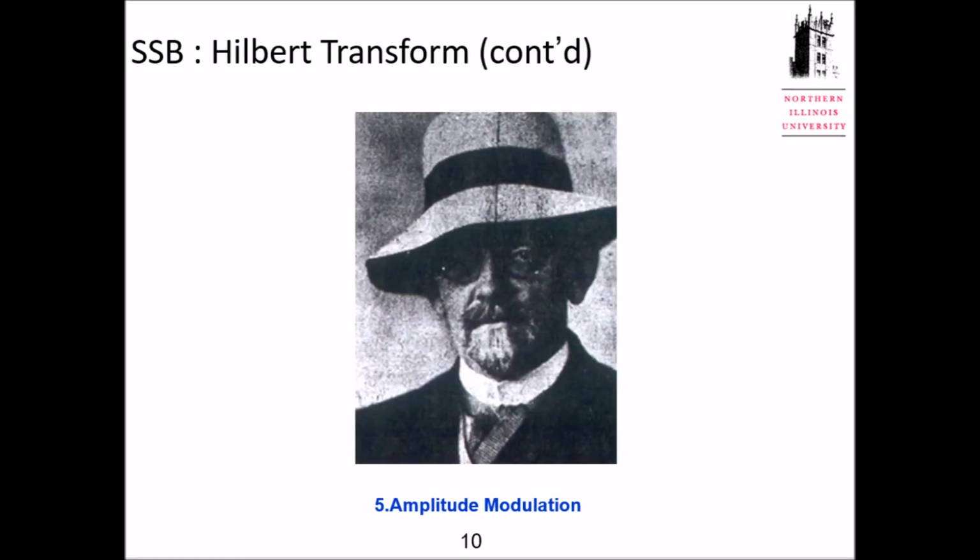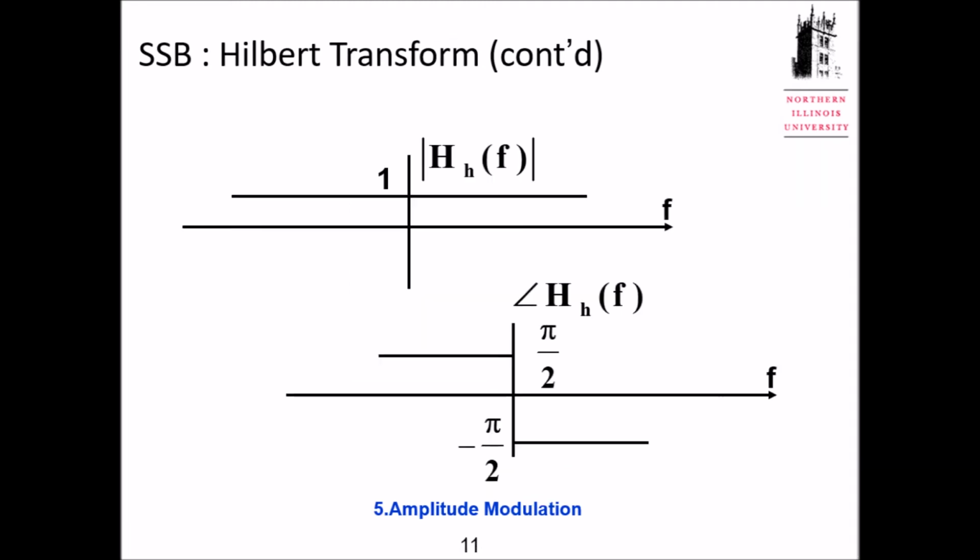So this is a picture for the Hilbert transform, and it also explains where the hat comes from. There's a hat, the Hilbert transform, and what does the Hilbert transform do? It just changes your signal phase by 90 degrees. This is the frequency transfer function for the Hilbert transform. There's nothing changed for the magnitude. However, for phase, when your frequency is negative, we have a plus 90 degree phase shift, and when positive, we have a minus 90 degree phase shift.